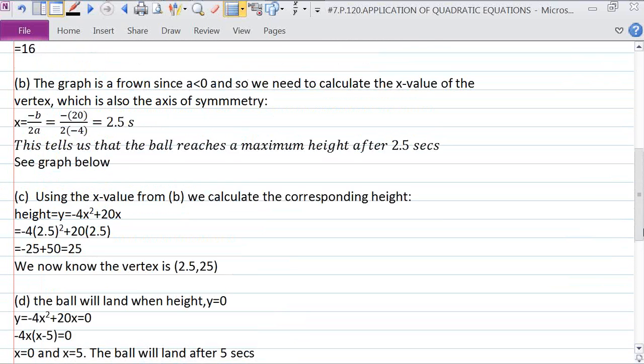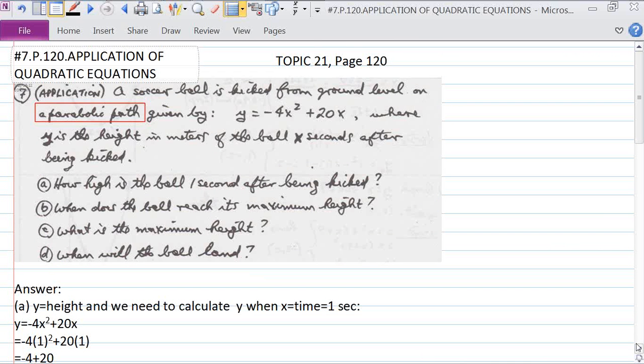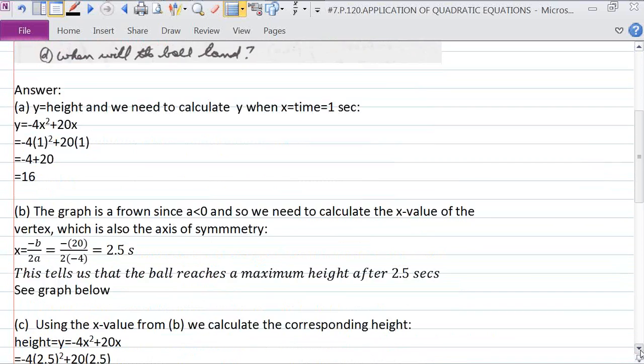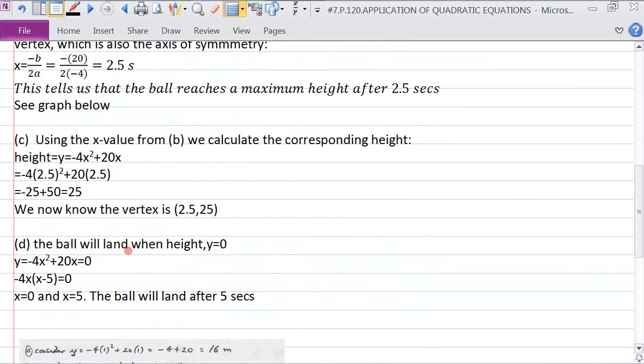The last part of the problem asks us, when will the ball land? Well, if the ball lands, then the height has to be 0. The ball will land when y equals 0. So we get minus 4x squared plus 20x equals 0. We get minus 4x times x minus 5 if we factor this. And the solutions are minus 4x equals 0, x equals 0, and x equals 5. Well, x equals 0 is just when the ball is kicked. So at time 0, that's when the ball is kicked. So we don't want that answer, we want this answer. So the ball will land after 5 seconds.